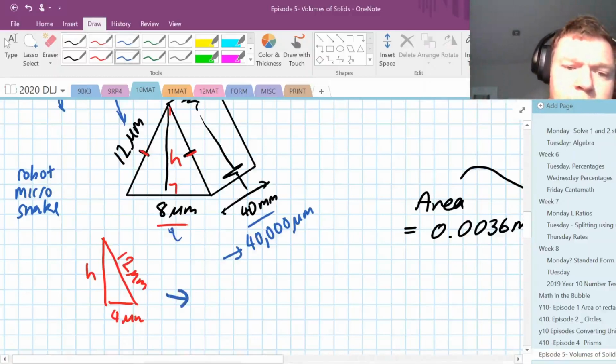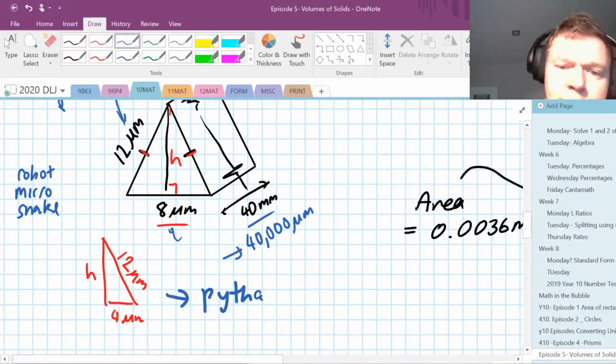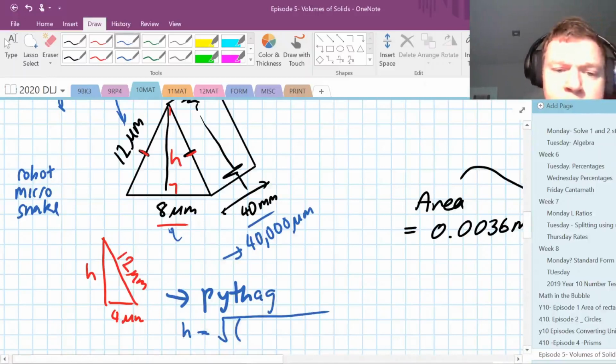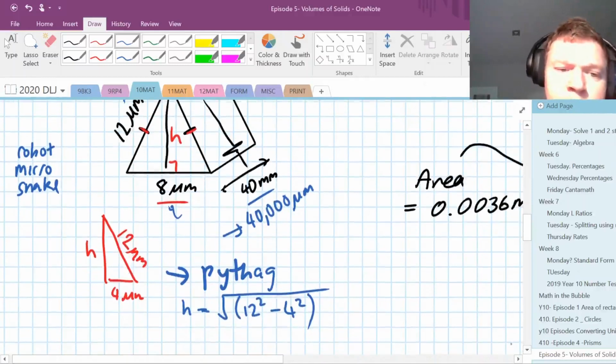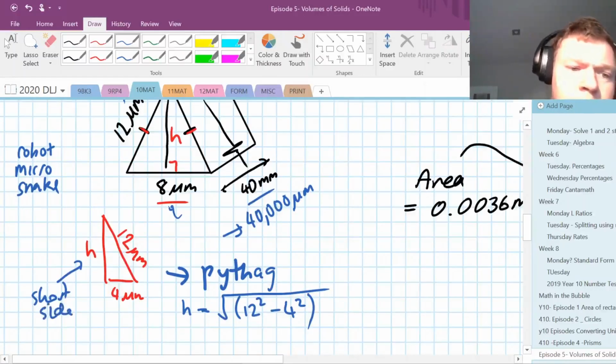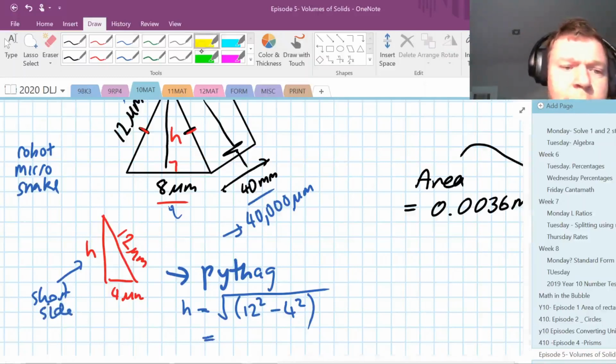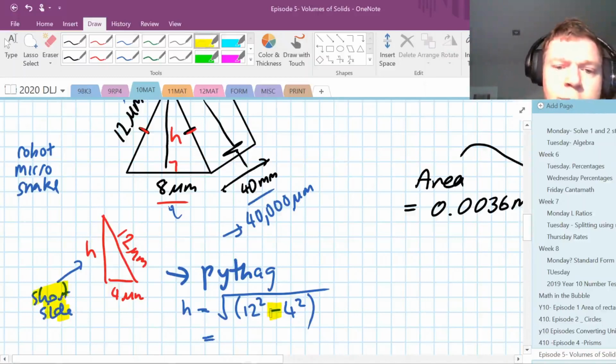H equals the square root of the big one squared minus the small one squared, because we're finding the short side. So that's why we use a minus in there.